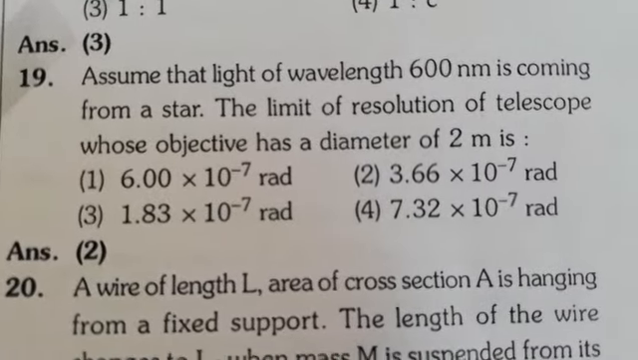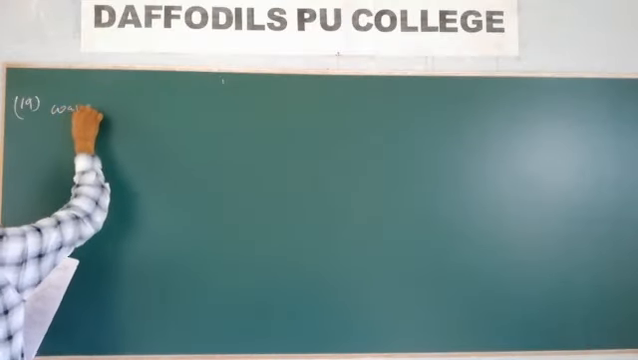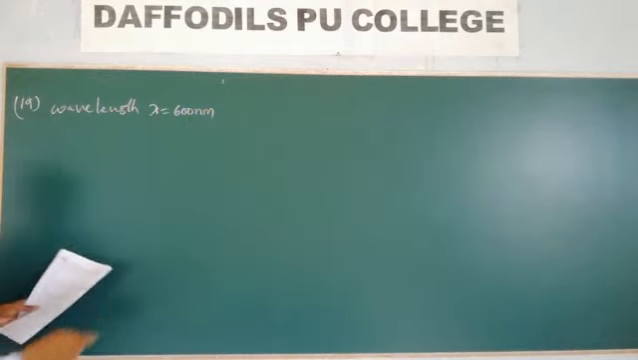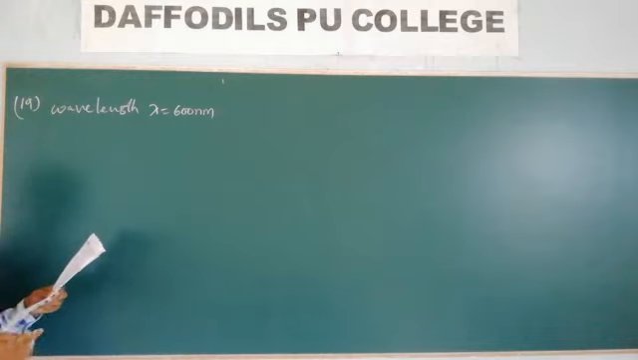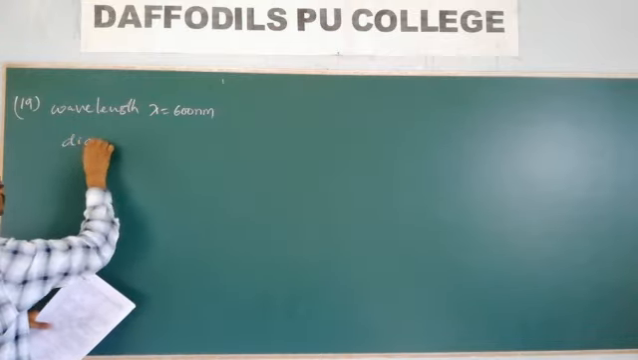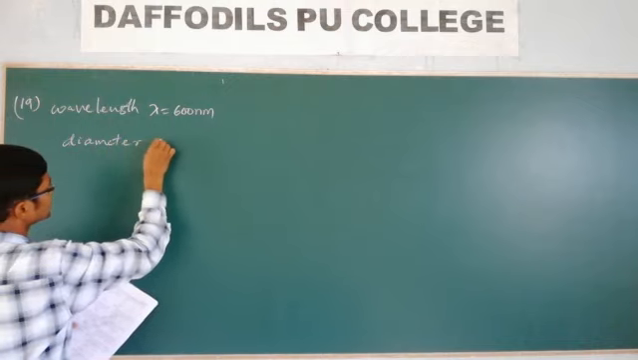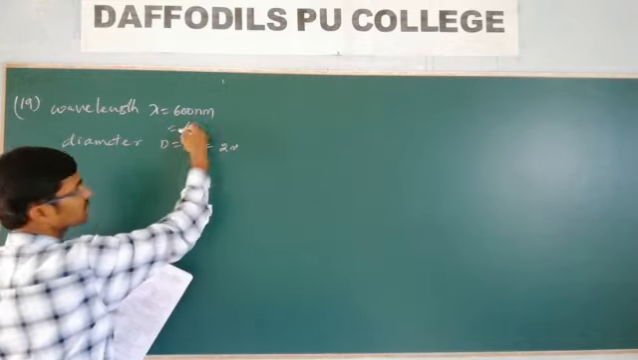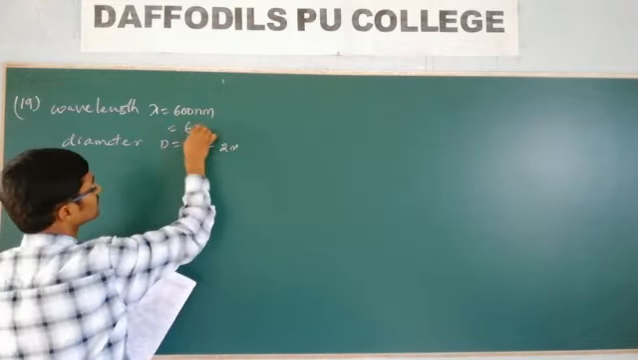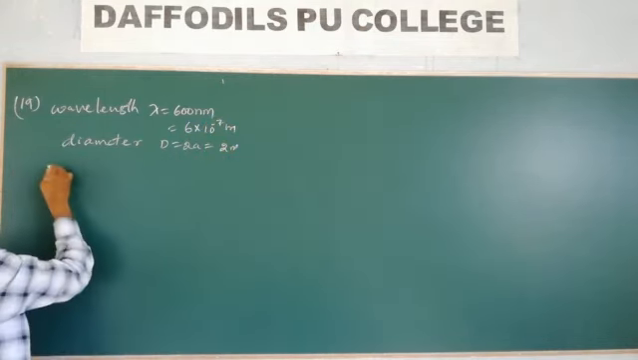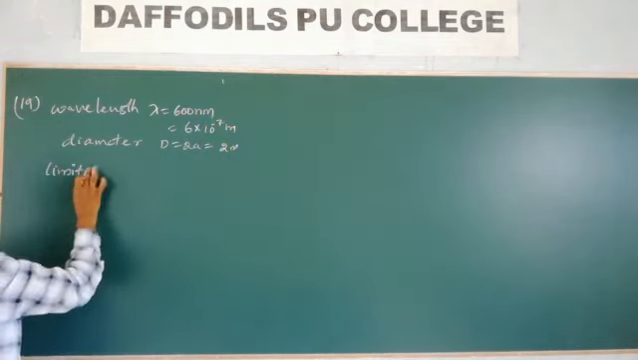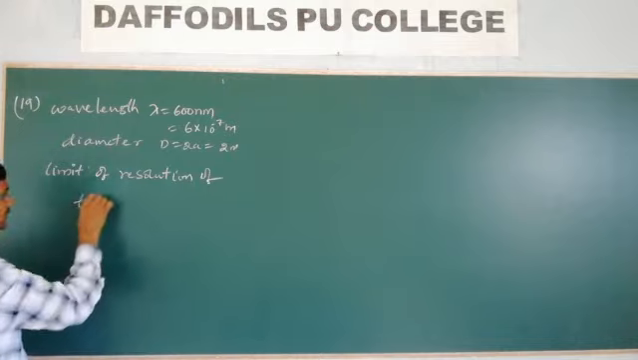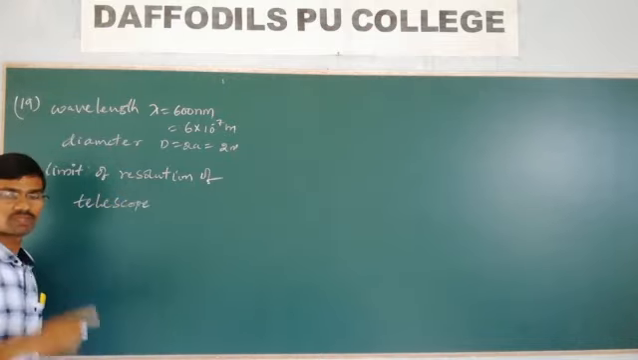Assume that the light of wavelength 600 nanometer is coming from a star. The limit of resolution of the telescope whose objective has a diameter 2 meter. Assume that the light of wavelength is given 600 nanometer. So lambda is equal to 600 nanometer, and from the limit of resolution, diameter of the objective, which is d, that is equal to 2a, is equal to 2 meter. Now 600 nanometer means 600 into 10 power minus 9, which is 6 into 10 power minus 7 meter.